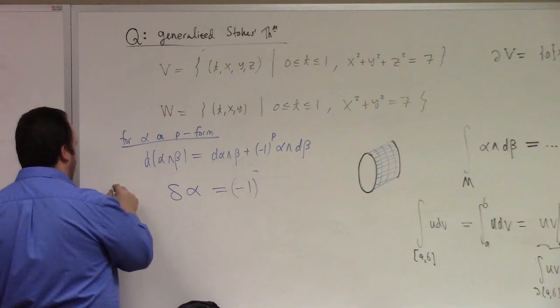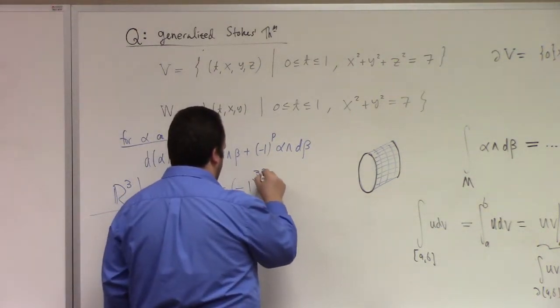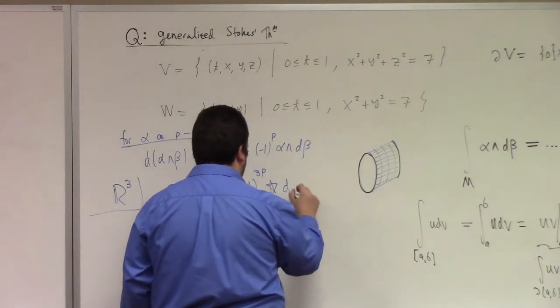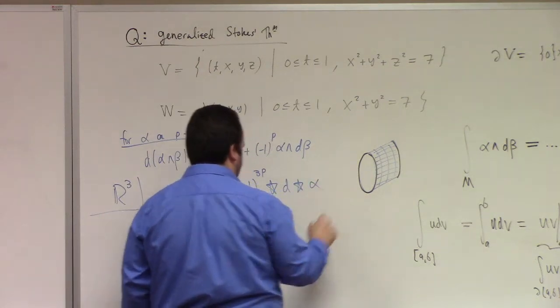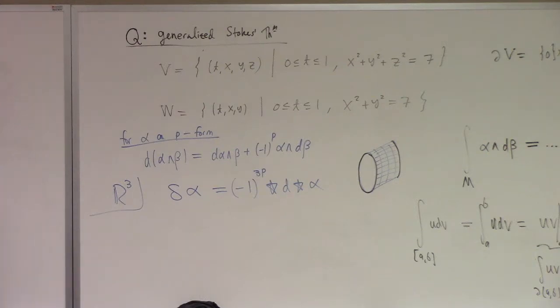Okay, so for R3, it's star d star alpha. I've written those as stars so as not to confuse them with the push forward or the pull back. Also, this is a metrical thing. This assumes a choice of metric. In particular, I'm assuming the Euclidean metric on R3 when I write that. The Hodge dual is a metric-dependent thing. So what's your question about it?